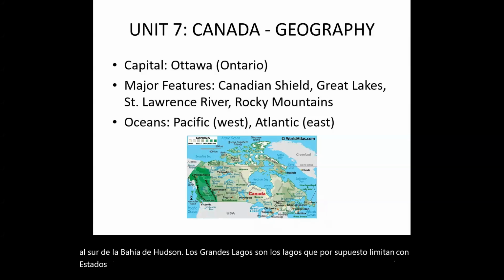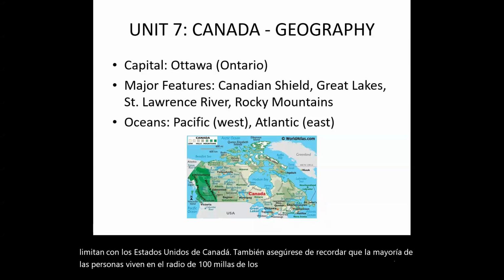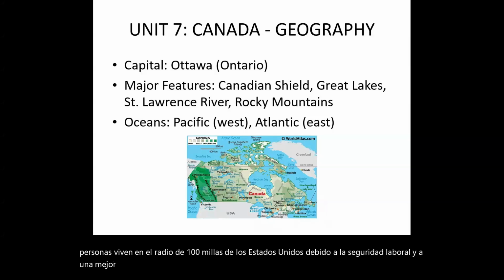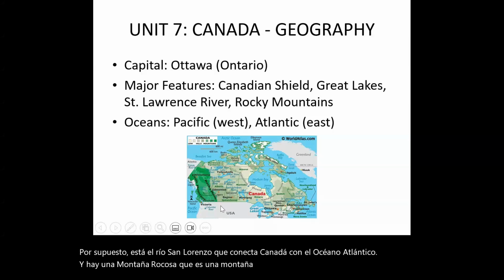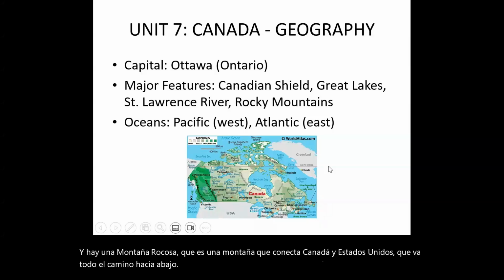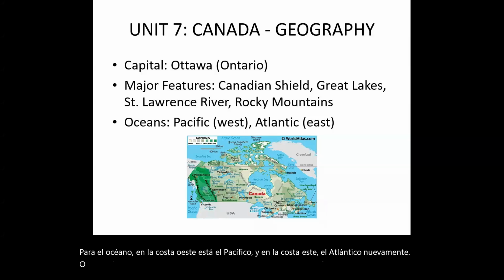Also, make sure you remember most people live within a 100-mile radius of the United States due to job security and better economic choices. Of course, there is the St. Lawrence River that connects Canada to the Atlantic Ocean, and there are the Rocky Mountains, a mountain range that connects Canada and the United States and goes all the way down. For the oceans, on the west coast there's the Pacific, and on the east coast, the Atlantic. Again, for easier understanding, we're in Georgia, Atlanta. We're on the east coast, Atlantic; the west coast is Pacific.